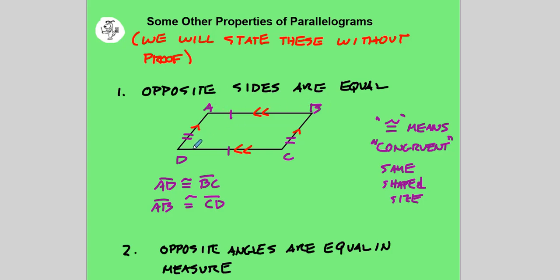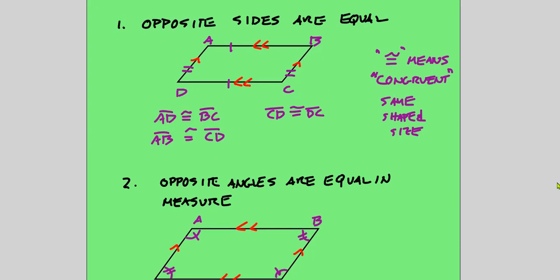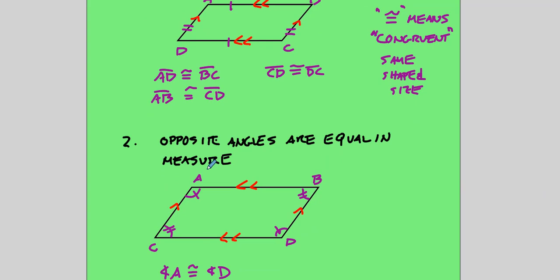And segment AB is congruent to CD or DC. It doesn't matter which way. Segment CD and DC are the same because you can name it either from left to right or right to left. Also in a parallelogram, opposite angles turn out to be equal in measure. So angle A is congruent to angle D, and angle B is congruent to angle C.